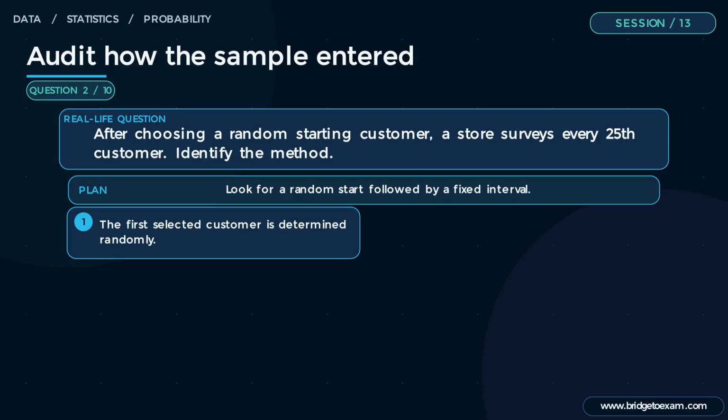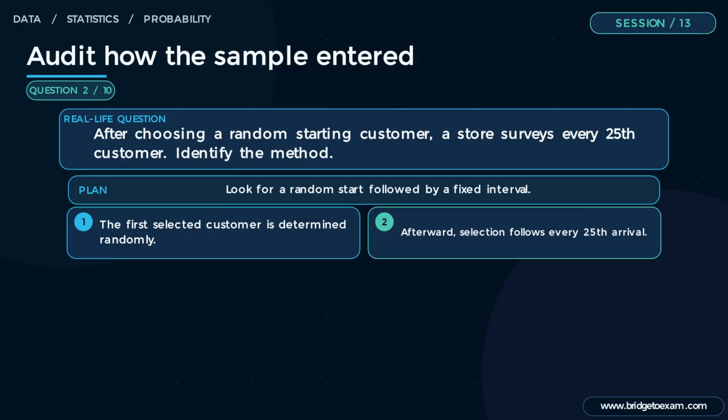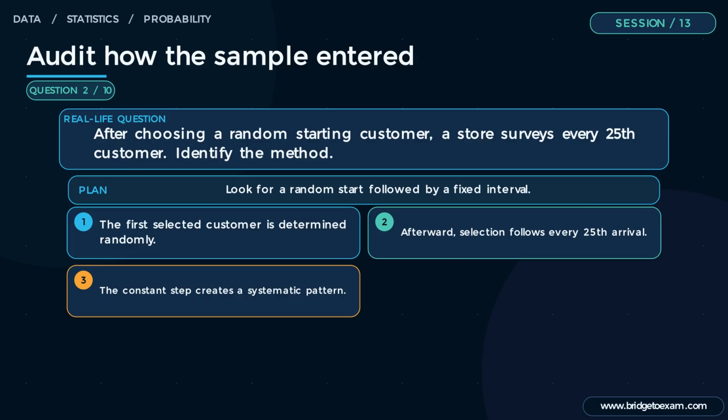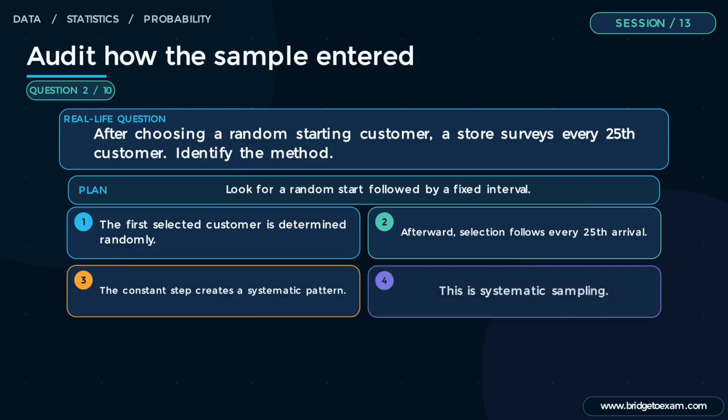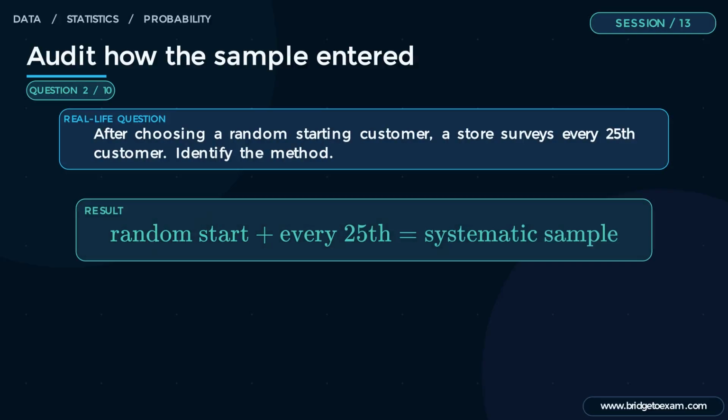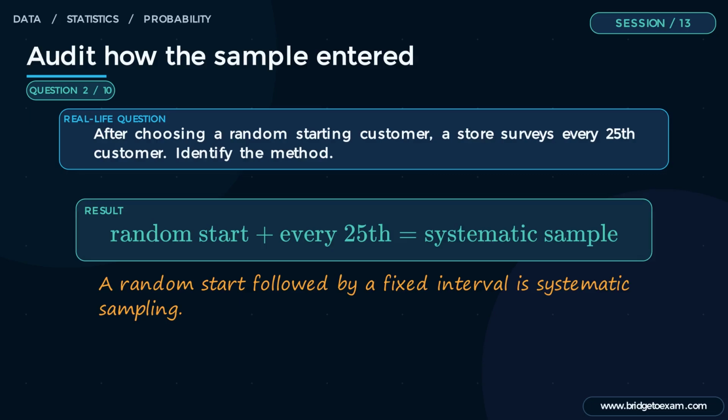Step 1. The first selected customer is determined randomly. Step 2. Afterward, selection follows every 25th arrival. Step 3. The constant step creates a systematic pattern. Step 4. This is systematic sampling. Quick check. A periodic customer pattern matching the interval could introduce bias and should be considered. This matters in real life because systematic samples are practical when customers or products arrive in a long sequence.